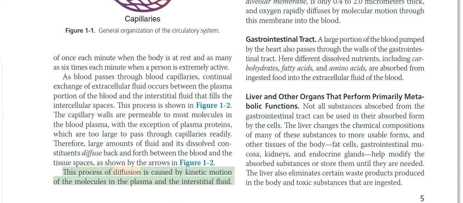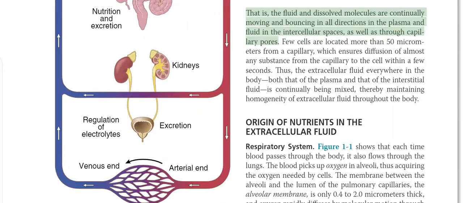This process of diffusion is caused by kinetic motion of the molecules in the plasma and the interstitial fluid. That is, the fluid and dissolved molecules are continually moving and bouncing in all directions in the plasma and fluid in the intercellular spaces, as well as through capillary pores. Few cells are located more than 50 micrometers from a capillary, which ensures diffusion of almost any substance from the capillary to the cell within a few seconds. Thus, the extracellular fluid everywhere in the body, both that of the plasma and that of the interstitial fluid, is continually being mixed, thereby maintaining homogeneity of extracellular fluid throughout the body.